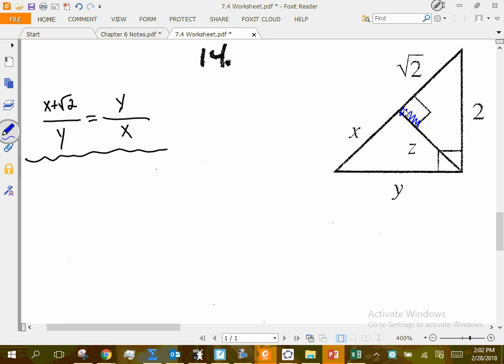So let's look at this z. That's an altitude, right? So it should go here and there. Yeah. Now what should I put here? X, and then x plus radical 2, and then just radical 2.